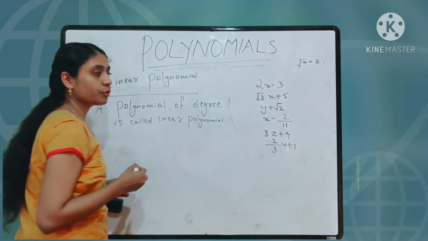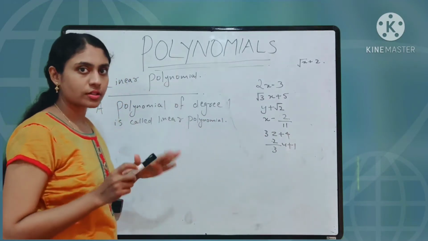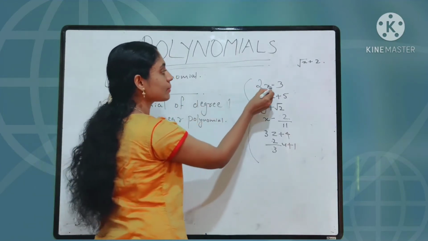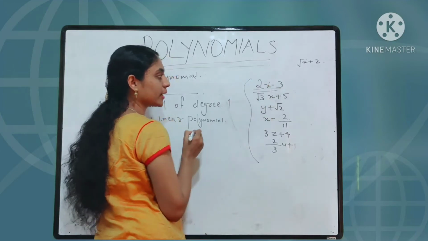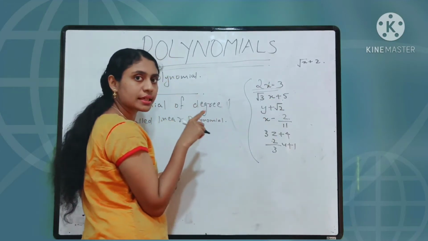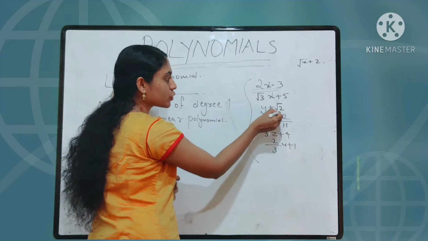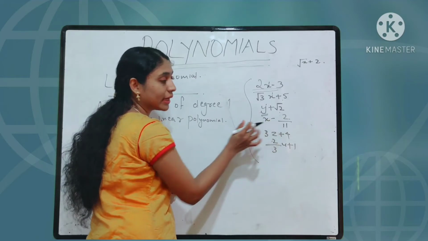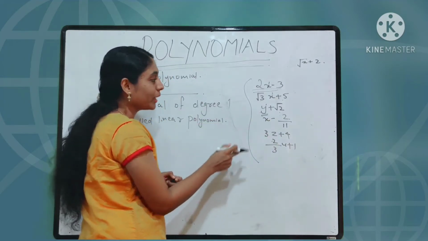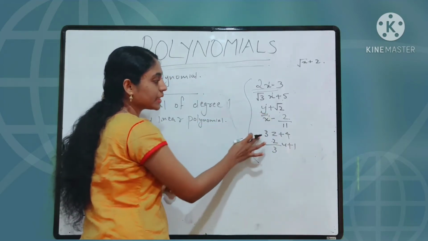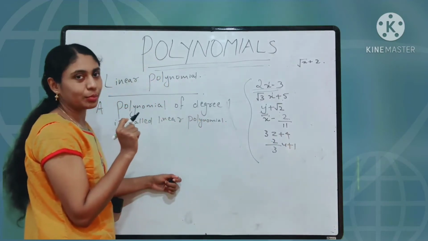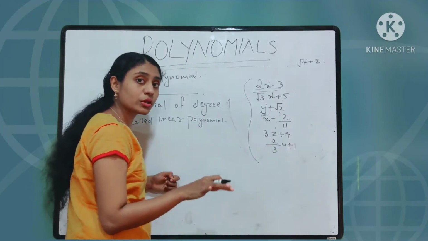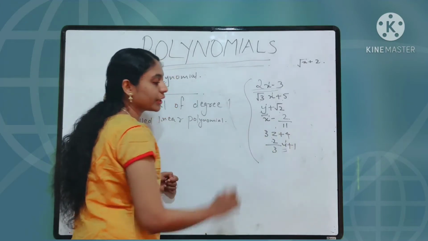And these are examples of linear polynomials. All these are given in our textbook, so read that. 2x minus 3. This is a polynomial of degree 1, right? Root 3x plus 5. This is a linear polynomial of degree 1. y plus root 2. This is a linear polynomial in the variable y of degree 1. x minus 2 by 11. This is again a linear polynomial in the variable x of degree 1. 3z plus 4. This is also a linear polynomial in the variable z of degree 1. And what about 2 by 3 u plus 1? This is also a linear polynomial in the variable u of degree 1, right?